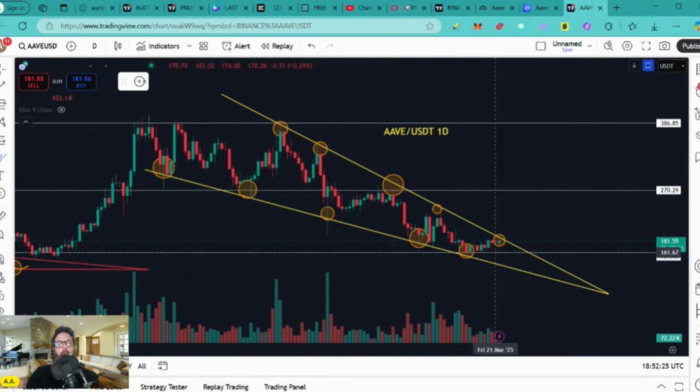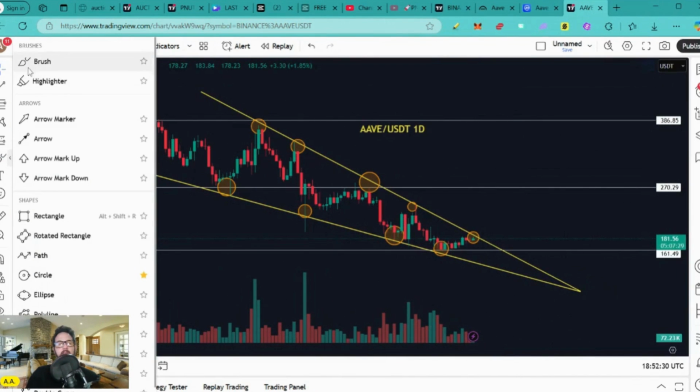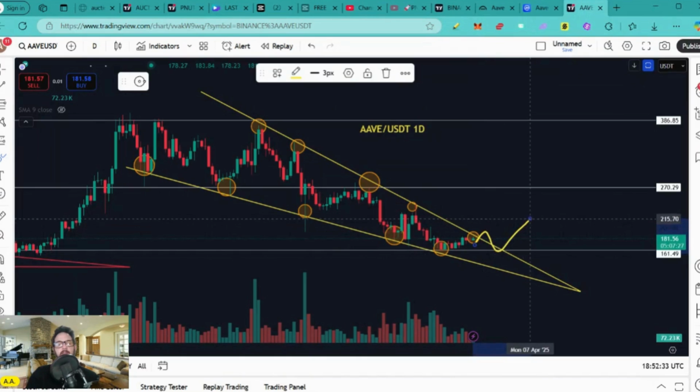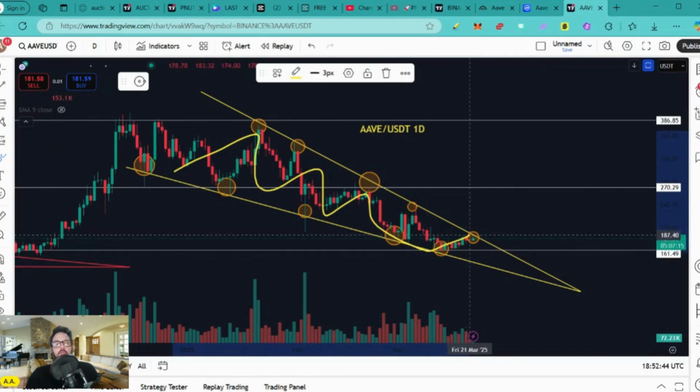Again, this is a falling wedge pattern. It has a 65 to 70% chance of breaking to the upside. Therefore, I am expecting the price action to break out of this pattern above this upper descending yellow trend line. I expect the price action to break out of this downtrend sooner or later.